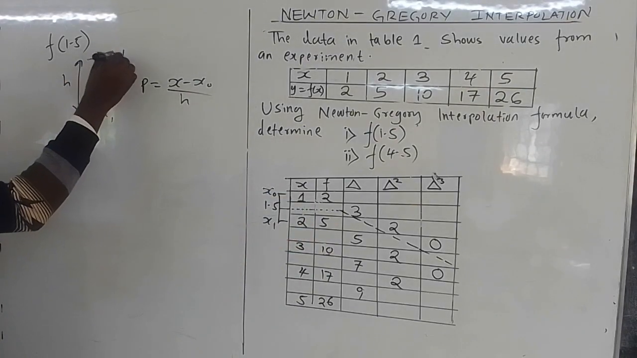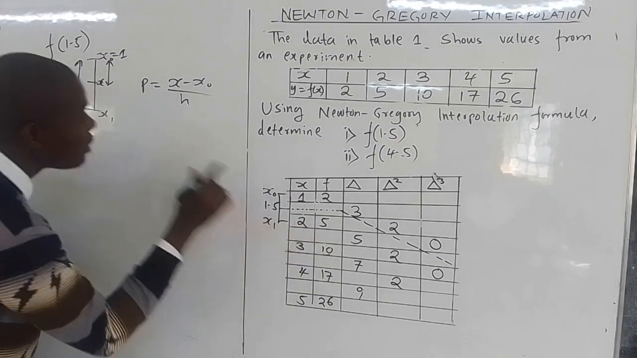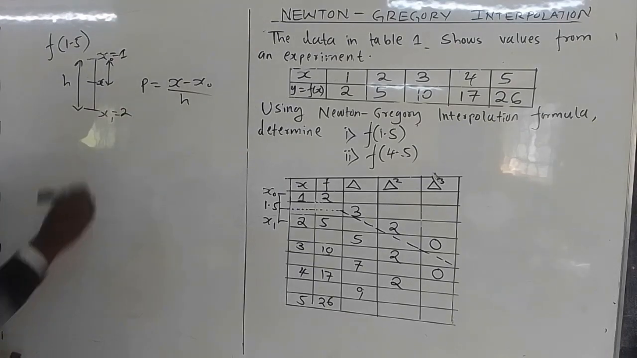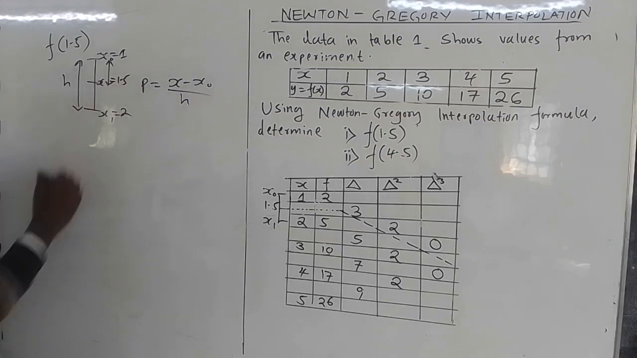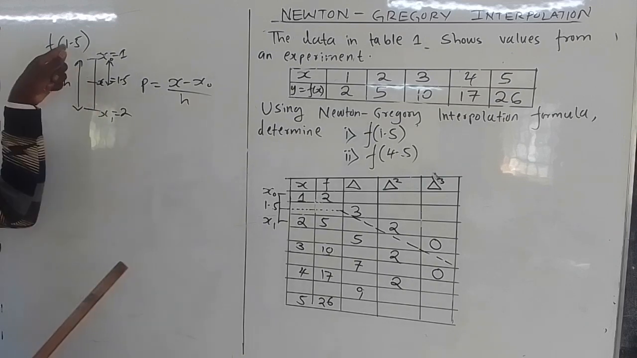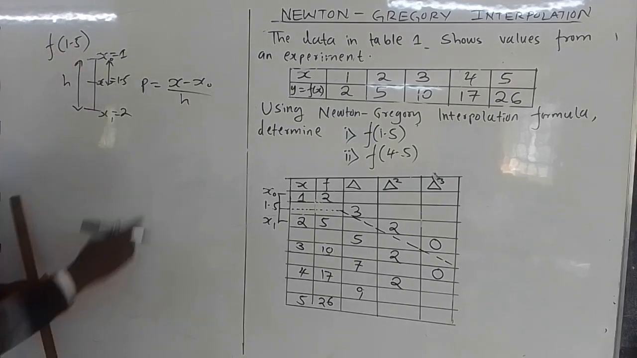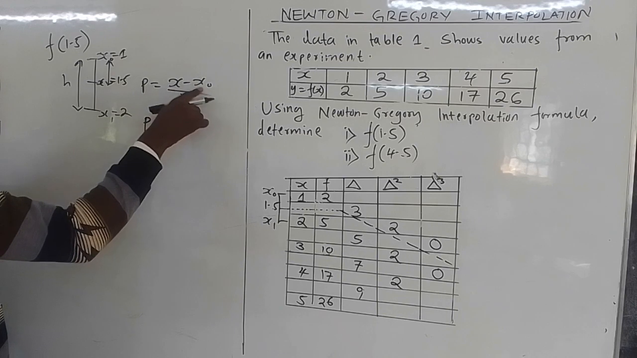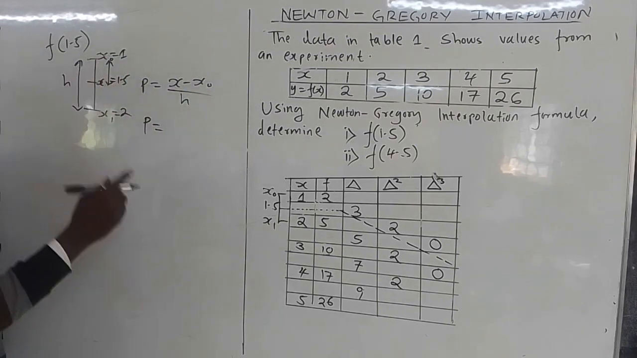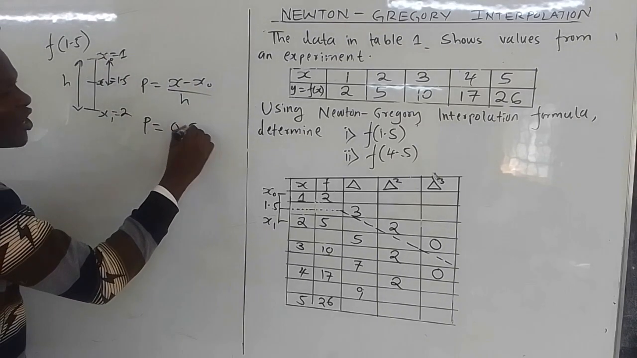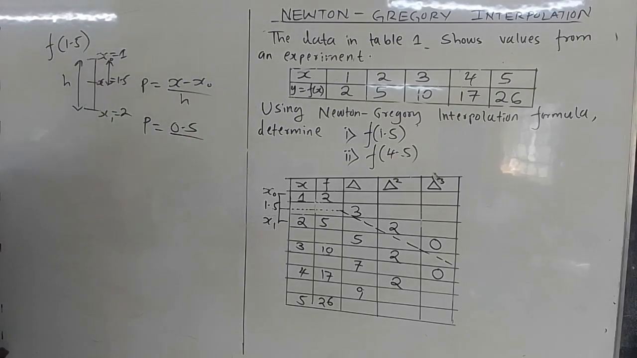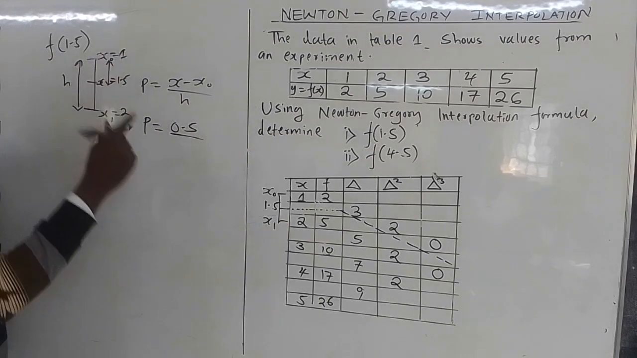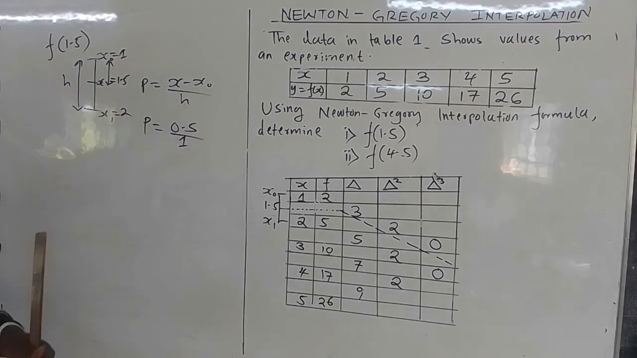So where there is x0, this is 1. Your x1 is 2. And your x, you've been told, is 1.5. Are you seeing that? Are we together? See, your x here, you've been told, is 1.5. Yes. So if you substitute these values, what do you get to be? With x minus x0, 1.5 minus 1, you get 0.5 over h. h is the whole of this interval, x1 minus x0, isn't it? That is 2 minus 1. You get it is? Are we together?